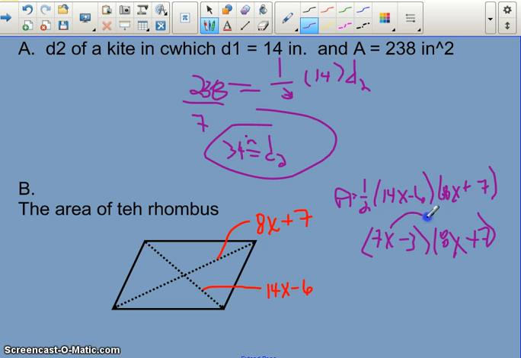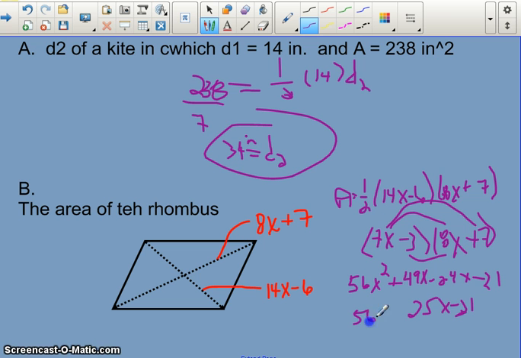Now I've got to FOIL this out, so I've got to multiply the 7x times both terms over here, so that's going to be 56x squared, and then plus 49x. And then I'm going to have the negative 3 times the 8x, which is negative 24x, and then minus 21. So I'm going to combine the middle two terms here into 25x minus the 21, and that's 56x squared plus 25x minus 21. Bam, we've got the area. Probably should label it something, but we don't have it, so I'm just going to put u squared for units squared.